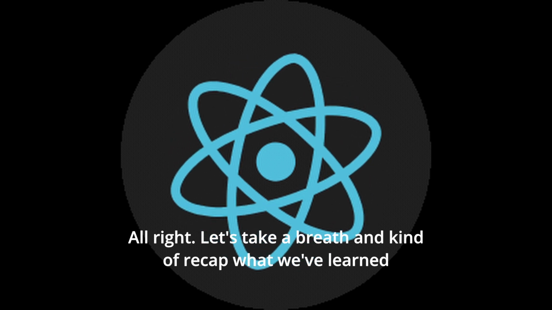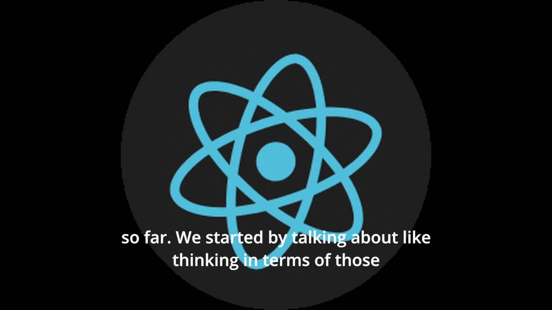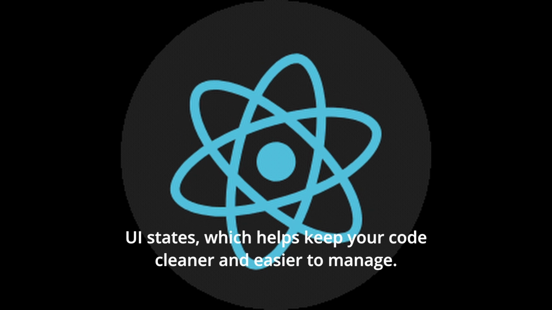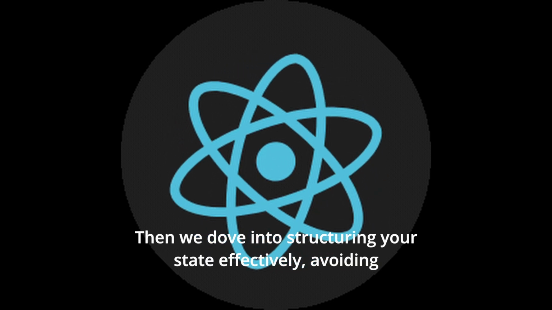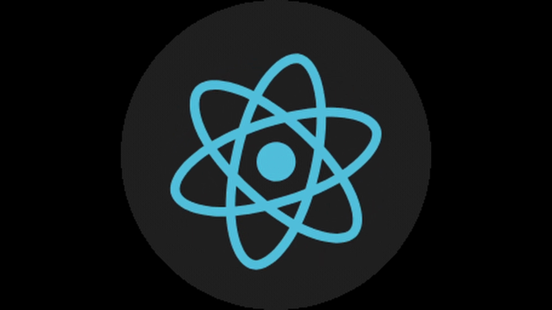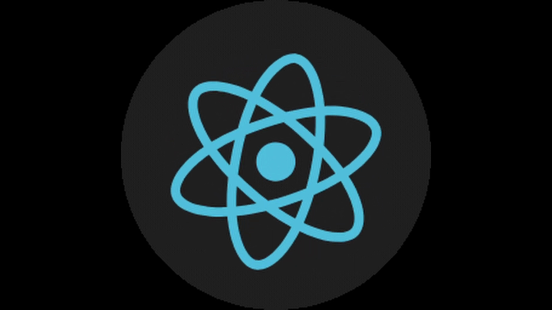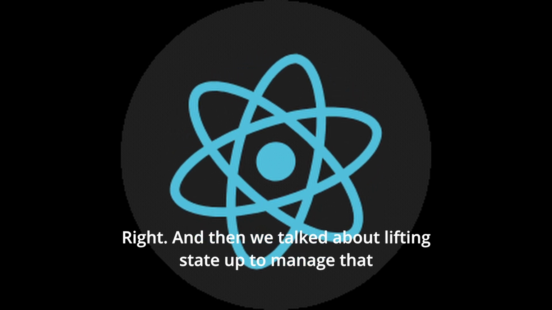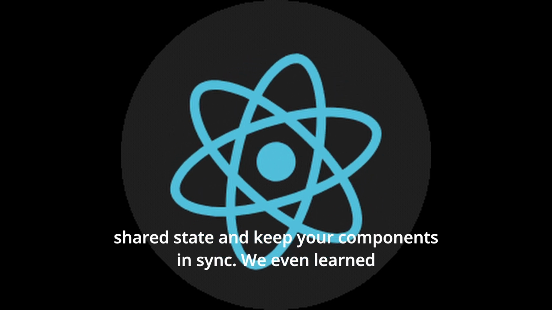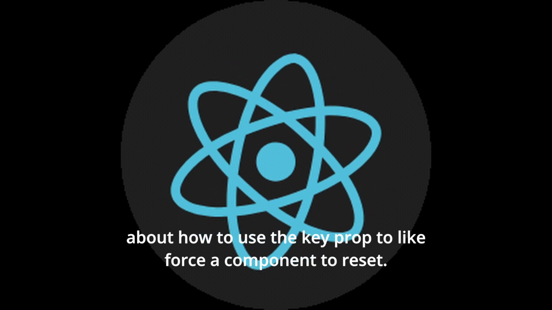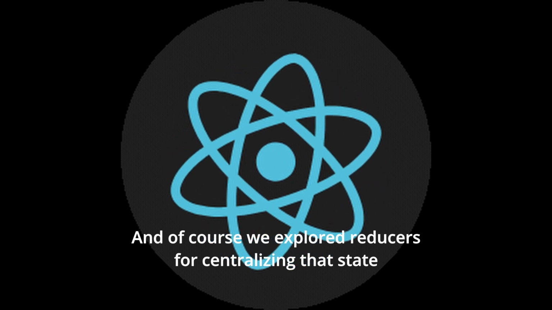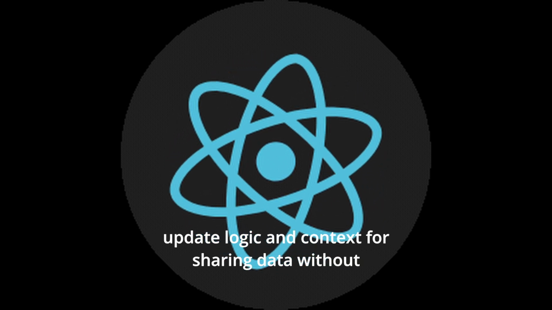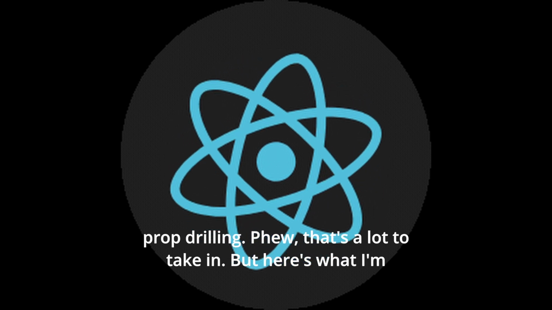All right. Let's take a breath and recap what we've learned so far. We started by talking about thinking in terms of those UI states, which helps keep your code cleaner and easier to manage. Then we dove into structuring your state effectively, avoiding redundancy to prevent all those pesky bugs. Right. And then we talked about lifting state up to manage that shared state and keep your components in sync. We even learned how to use the key prop to force a component to reset. And of course, we explored reducers for centralizing that state update logic and context for sharing data without prop drilling. Phew, that's a lot to take in.